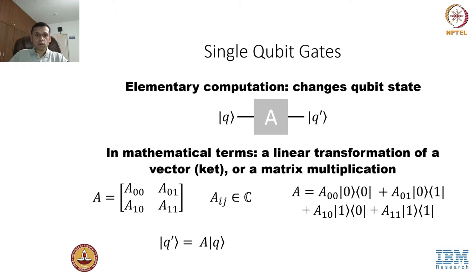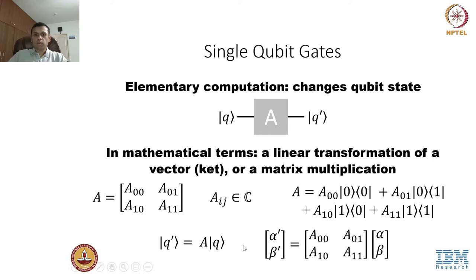So in matrix terms or in Dirac terms, we can write the gate expression as Q' = A Q. And in matrix multiplication terms, if Q is represented by alpha and beta, that is its probability amplitudes, and let's say Q's probability amplitudes are alpha' and beta', then we'll get Q' by applying this matrix, or multiplying this matrix by the matrix that represents our qubit Q.